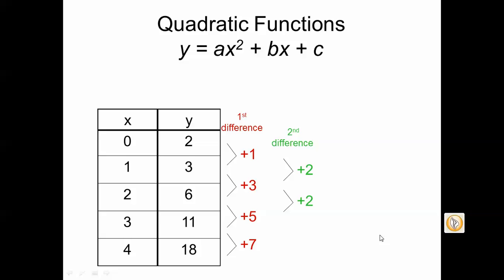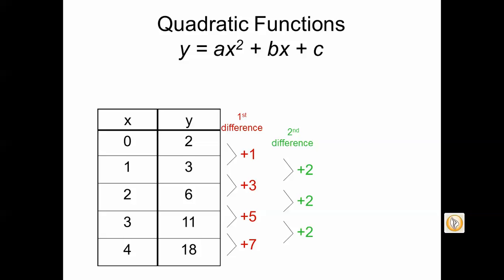5 minus 3 is 2. So we say that is also 2. 7 minus 5 is 2. This first group of numbers here, 1, 3, 5, 7, is called our first difference. The second differences are all 2. If the second difference is the same, then we say it is quadratic.